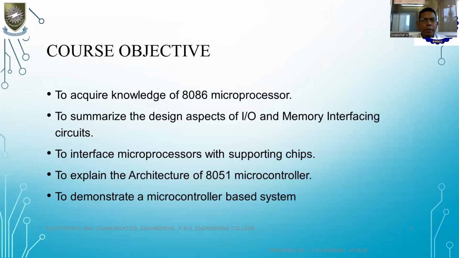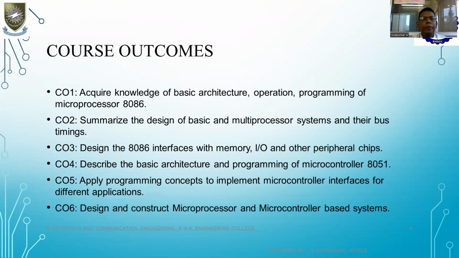Course objectives are to acquire the knowledge of the 8086 microprocessor, to summarize the design aspects of input, output, and memory interfacing circuits, to interface the microprocessor with supporting chips, to explain the architecture of the 8051 microcontroller, and to demonstrate a microcontroller based system. Course outcomes: acquire the knowledge of basic architecture, operation, and programming of microprocessor 8086.